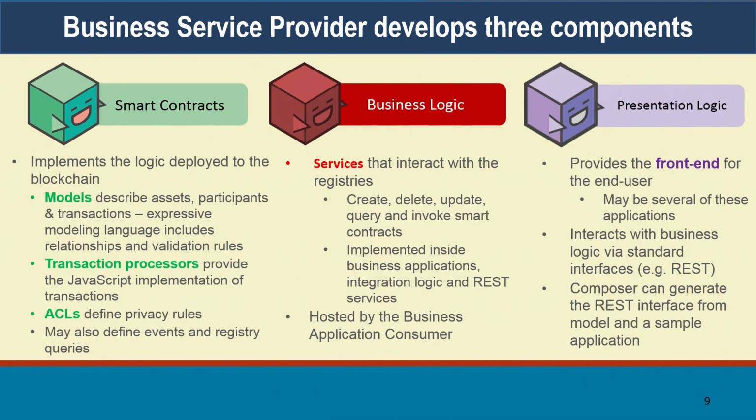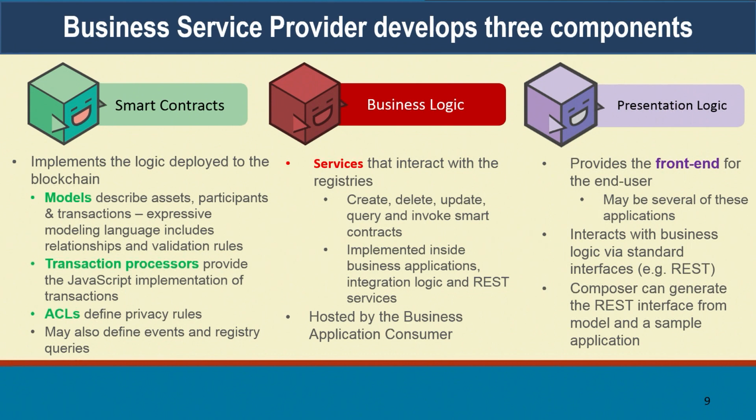So that is, the owner becomes a relationship between members and vehicles. Right? So you can define relationships like that, and you can also define validation rules. So on the assets themselves, you can specify validation rules, and these validation rules will be automatically enforced when running the smart contract. Then there is transaction logic, the transaction processors, and this is a JavaScript implementation of the transactions.